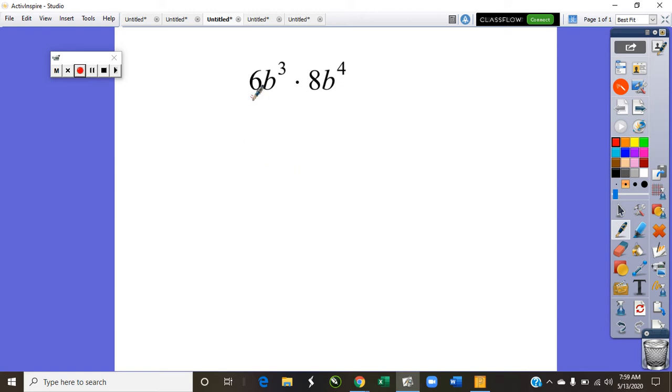Okay, so the first thing we did was multiply our coefficients, because it's multiplication. So 6 times 8 would give us 48. Then I'm done with the coefficients. Now I have b to the third times b to the fourth. I don't multiply the exponents, remember, I add those. So this would be b to the 7th, 48b to the 7th. I hope that's what you got for your final answer on that one.